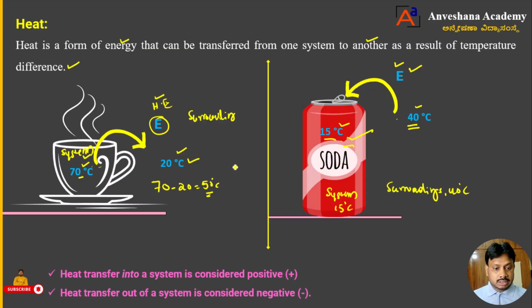Okay, fine. So now, based upon whether heat is going to transfer from the system to the surrounding or from the surrounding to the system, we are going to give some sign convention. So if you supply heat to the system, if you call it a system, right?